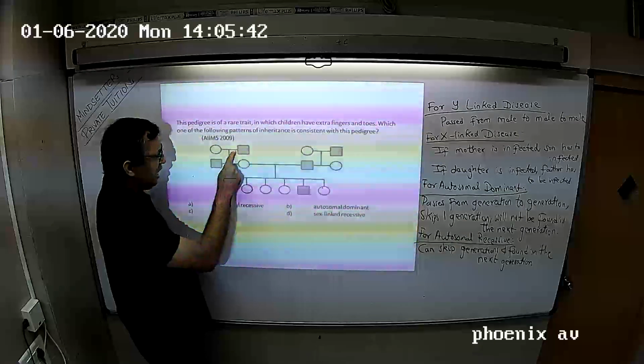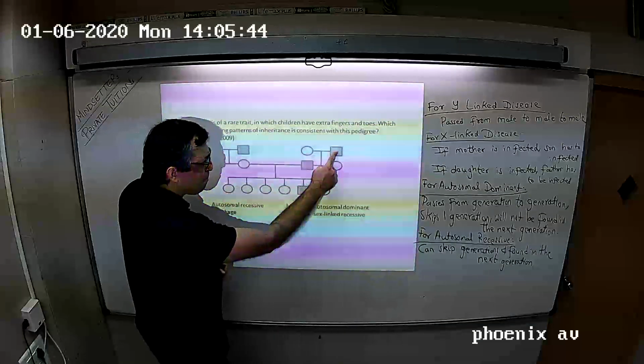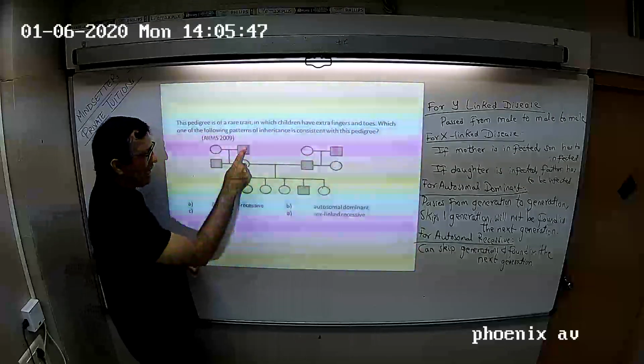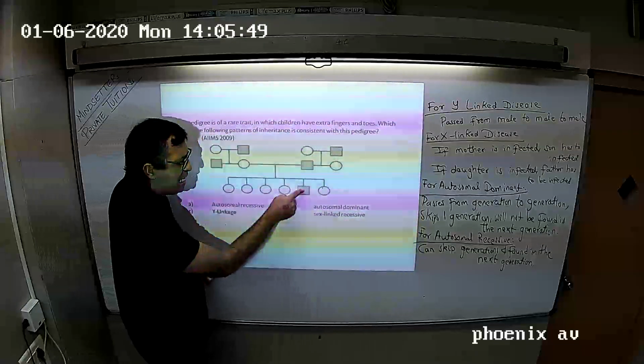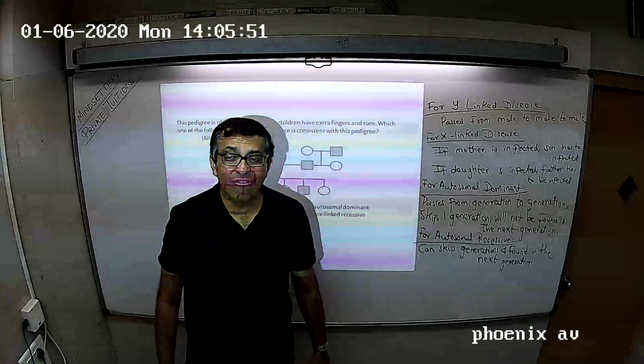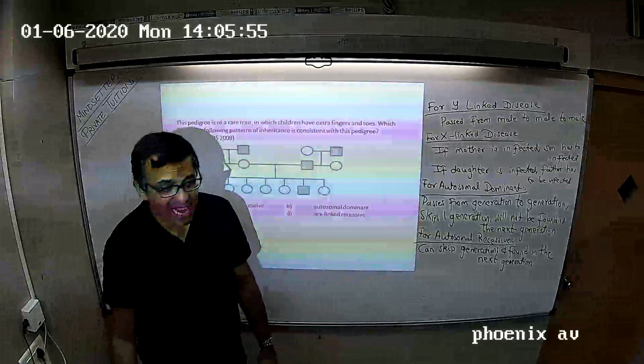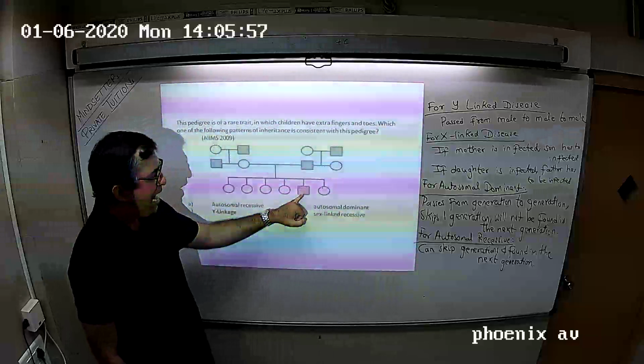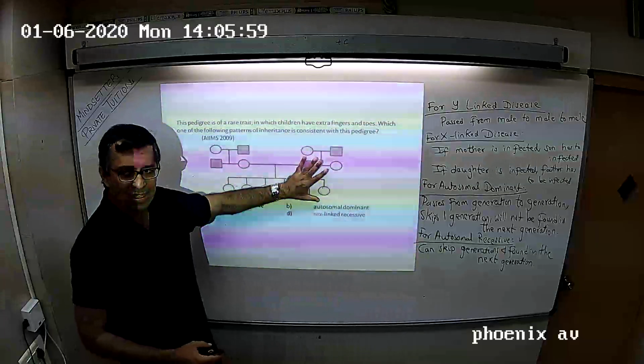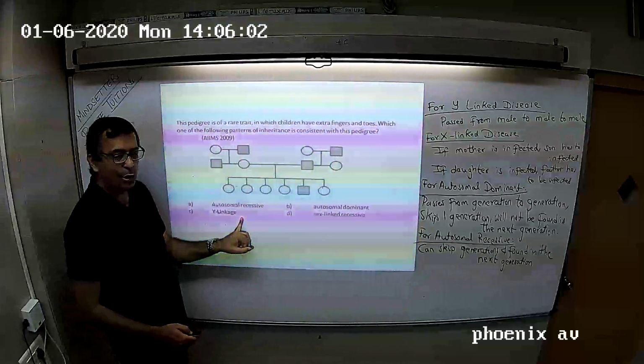This disease has passed on from male to male to male. So this is a Y-linked disorder, hypertrichosis. Y-linked disorder has passed from male to male to male. So this is an example of a Y-linked trait.